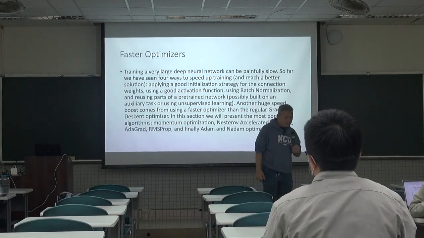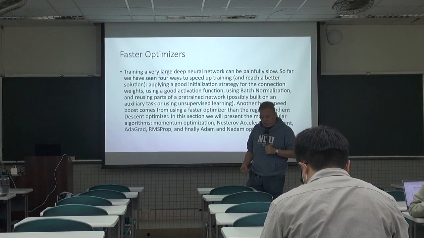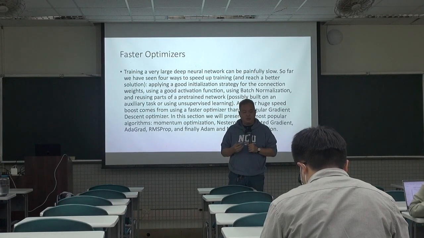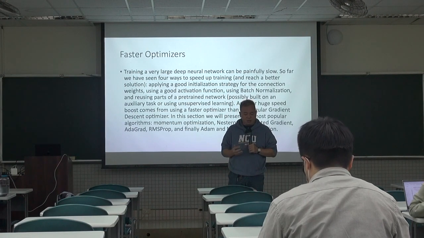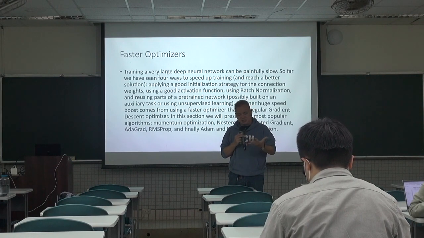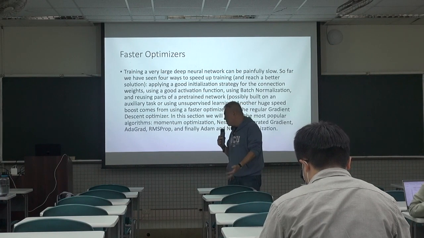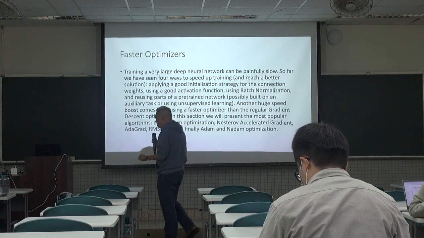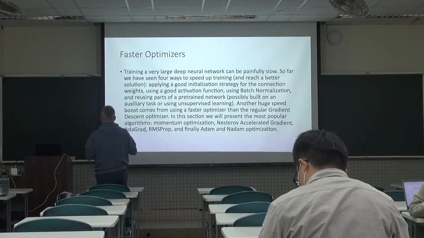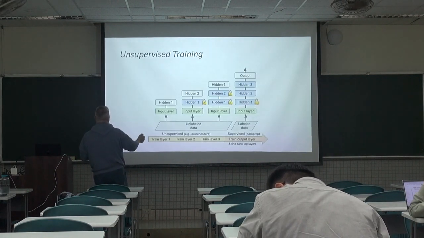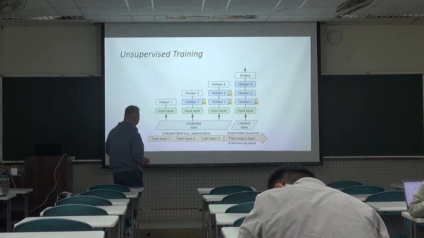If you do not have a lot of labeled data, we talked about three different ways that help you deal with the problem. The first one is transfer learning. The second one is pre-training on auxiliary tasks. The third one is unsupervised pre-training.